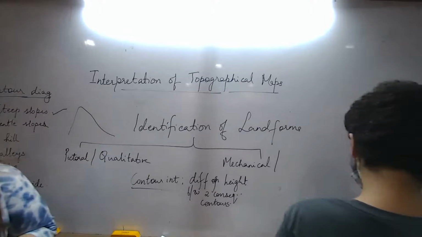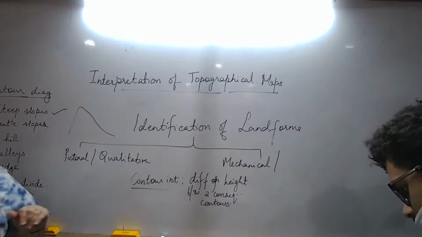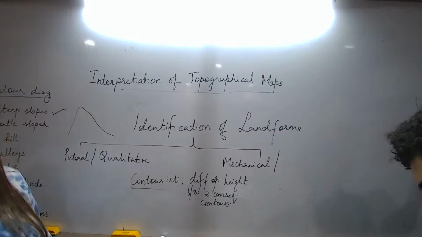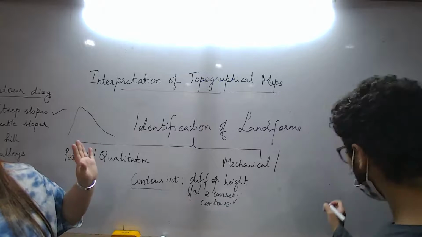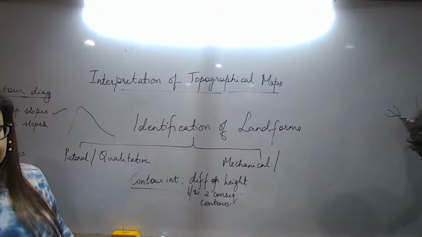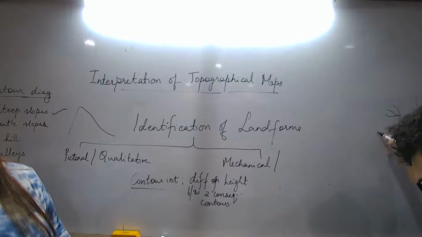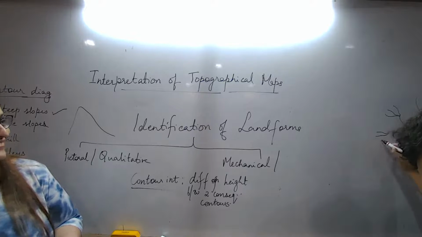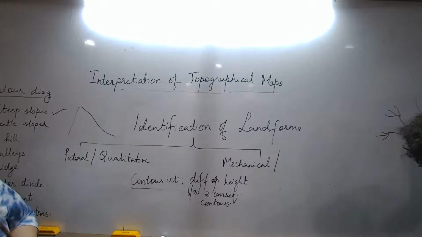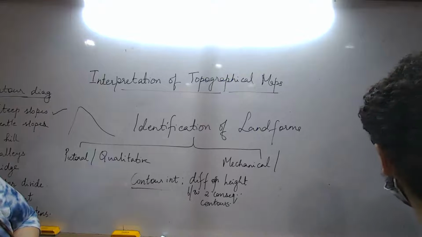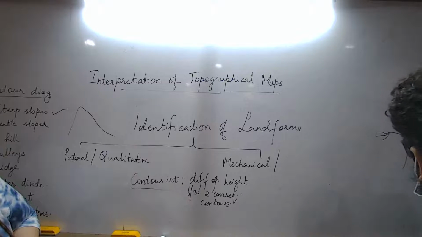Dendritic. In this pattern, the tributaries come from all directions and they meet like the branches of a tree. Don't draw the same. One draws one. Draw smaller so you can draw more. Now don't erase it. It's okay.